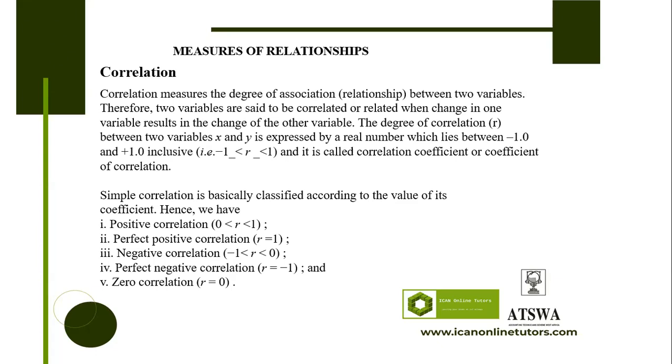The third one is negative correlation. When you talk about negative correlation, it's between -1 and 0: -1 less than r less than 0. When you come to perfect negative correlation, we say r equals -1. It's the same way as positive correlation and perfect positive correlation. For the last one, zero correlation, it means that r equals 0.